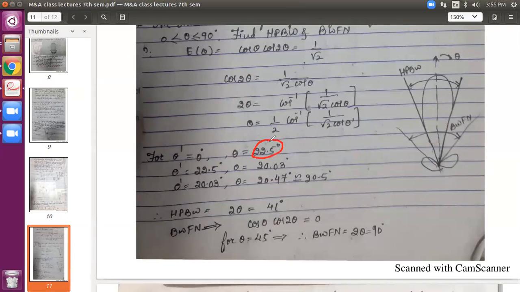Okay, this is right. In the next iteration, I will consider this as theta dash. Initially I started with 0 and I got this. Next time, I will take the answer I got in the previous iteration and substitute it as theta dash. Now you check half of cos inverse of 1 by root 2 cos of 22.5. What answer do you get?